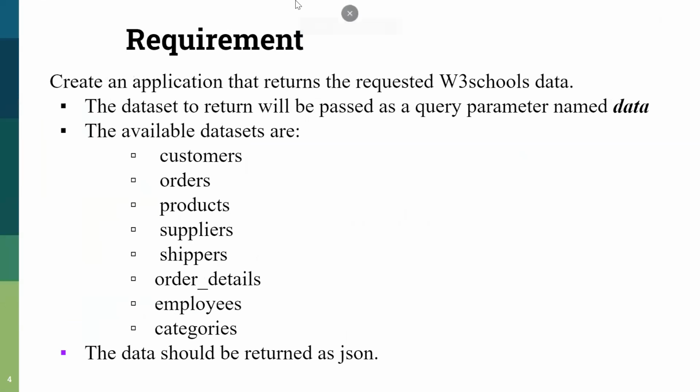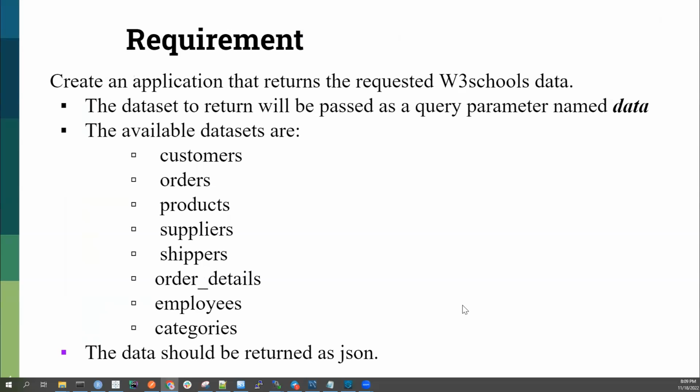So we have a requirement. This is a requirement, a simple example. The requirement is to create an application that returns the requested W3 Schools data. So we have been working with W3 Schools data sets, and the data sets are customers, orders, products, suppliers, shippers, order details, employees, and categories that are outlined there.